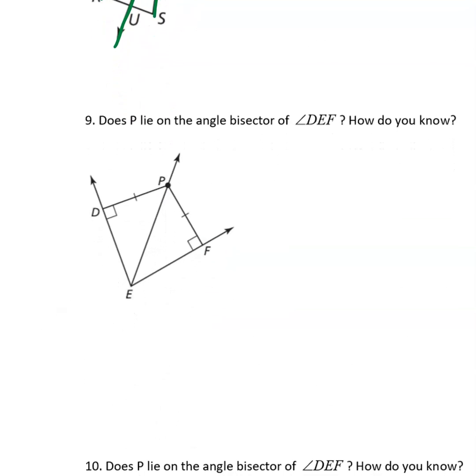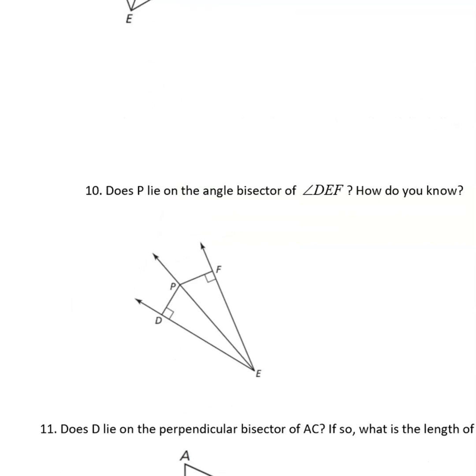Number 9 says, does P lie on the angle bisector? Well, we know that it lies on the angle bisector if it's equidistant from the two sides of the angle, and since it is, we know that it's on the angle bisector.